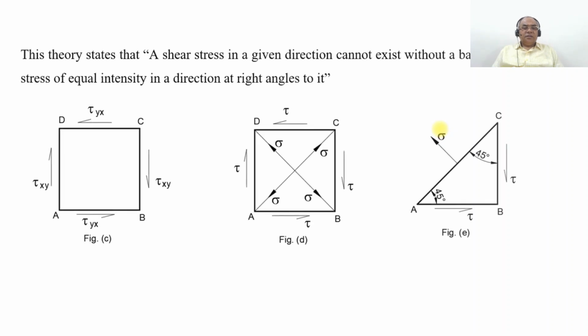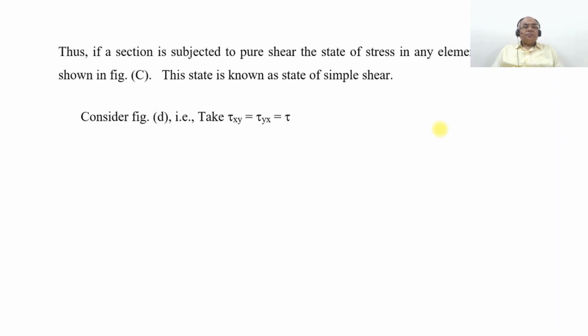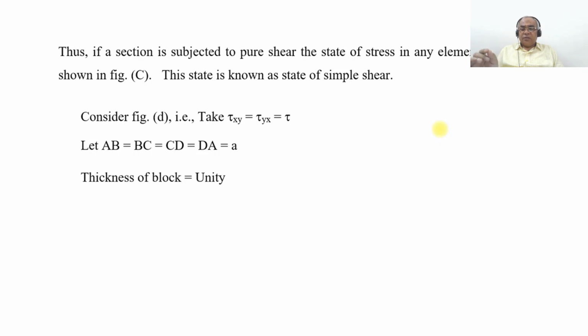That means in simple shear you are not going to have any type of stress other than shear. Similarly, considering figure D, take tau xy equal to tau yx, which is equal to tau. Let AB equal BC, equal CD, equal DA, equal to A. That means it is a square section. The thickness of the block has been considered as unity, that is, equal to 1.